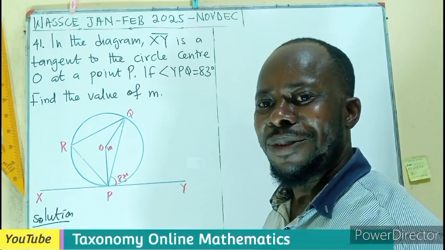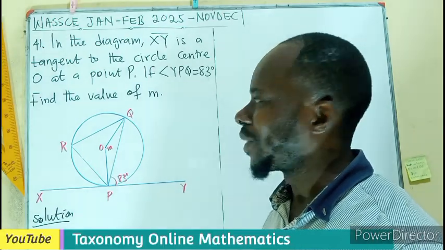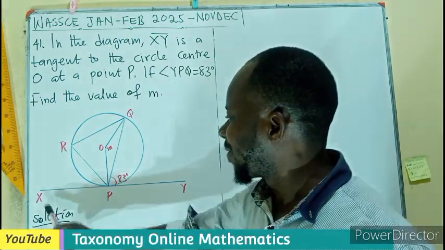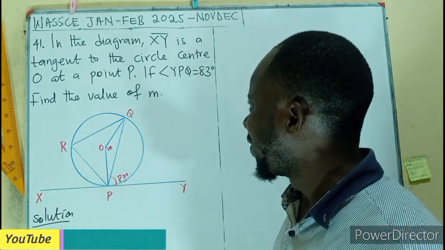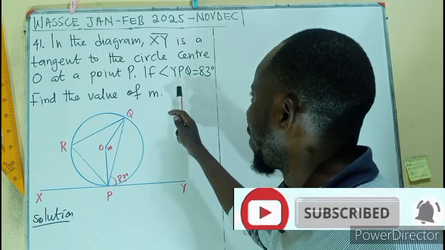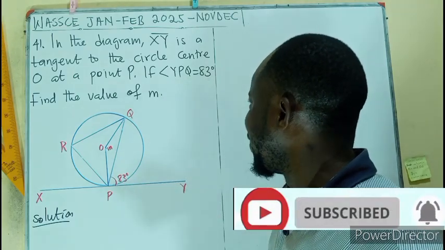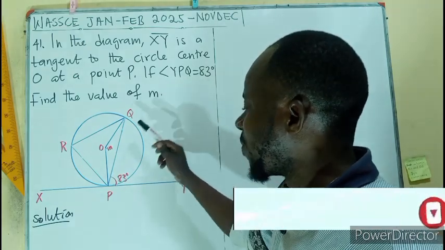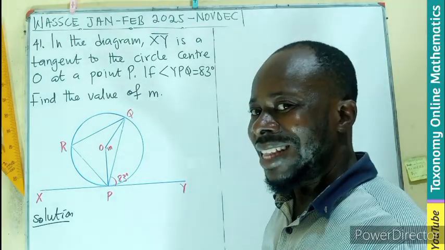Alright, welcome. Question 41, a circle theorem question. In the diagram, XY is a tangent to the circle center O at the point P. The angle YPQ is given as 83. We are finding the value of M, that value which is at the center.